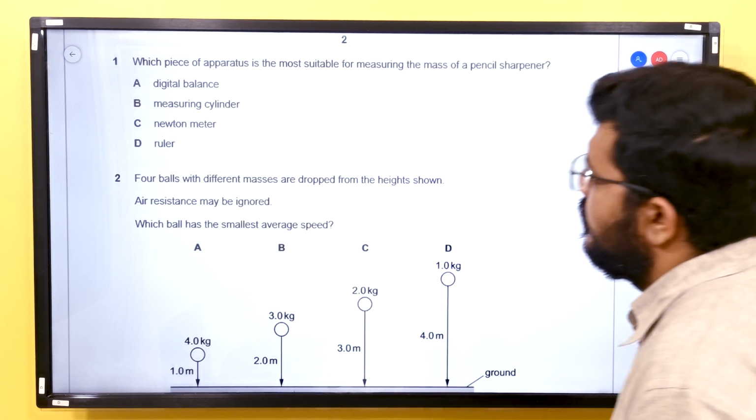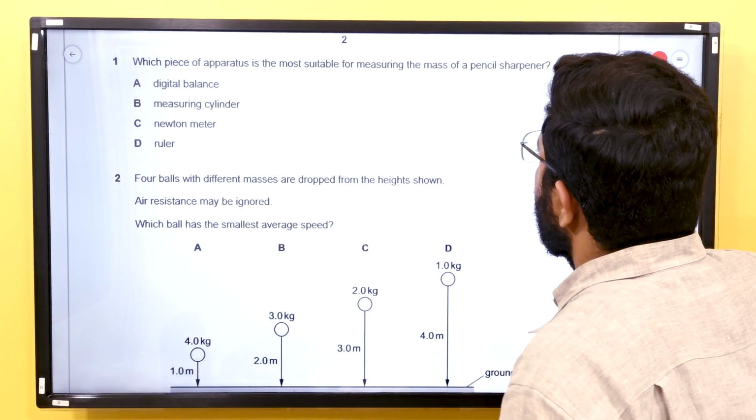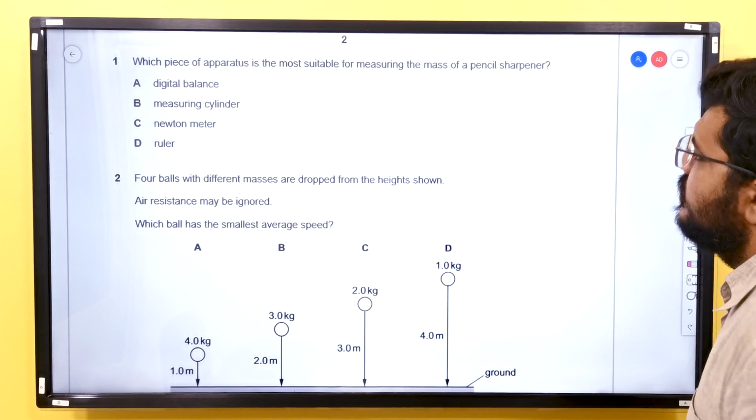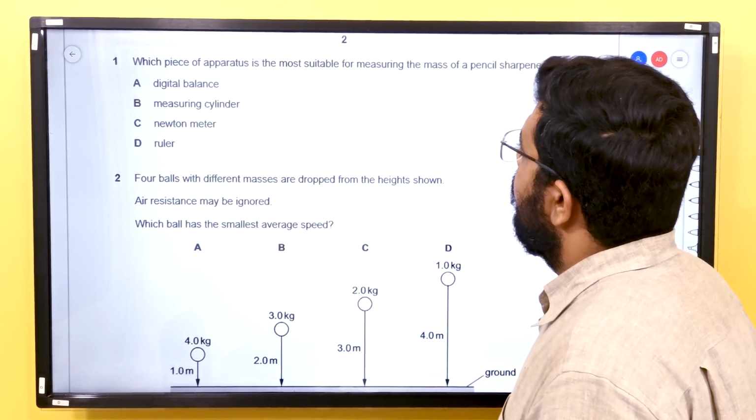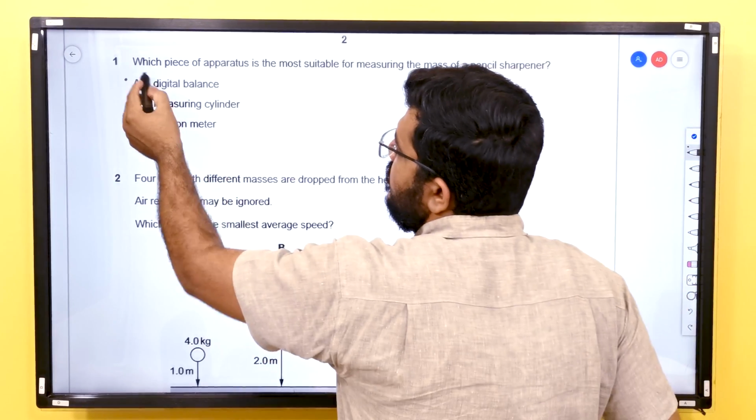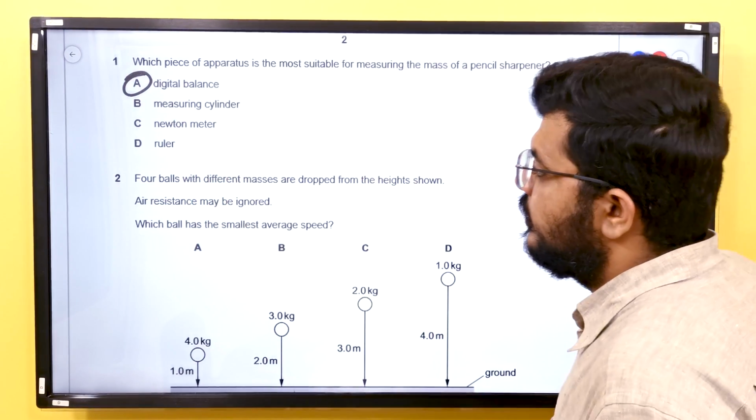Which piece of apparatus is most suitable for measuring the mass of a pencil sharpener? Digital balance, measuring cylinder, Newton meter or ruler. Now we want to measure mass. So digital balance would be most appropriate.